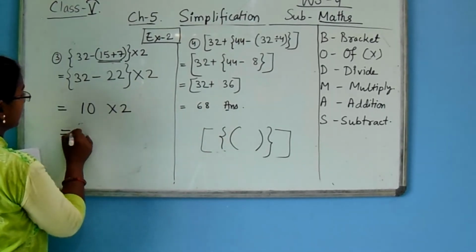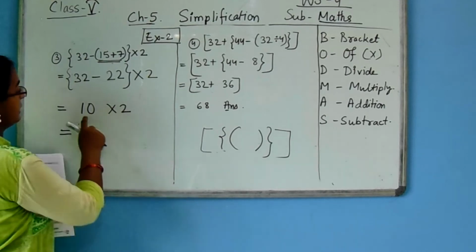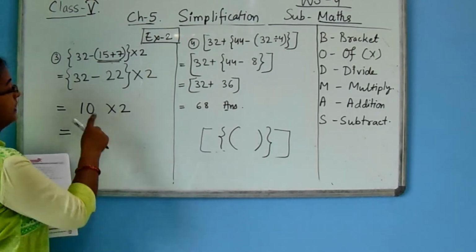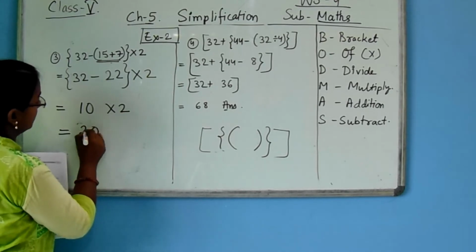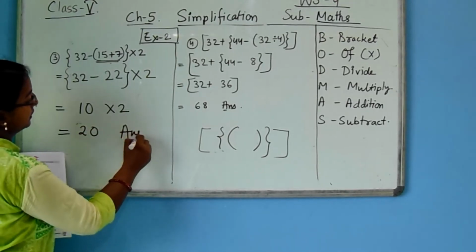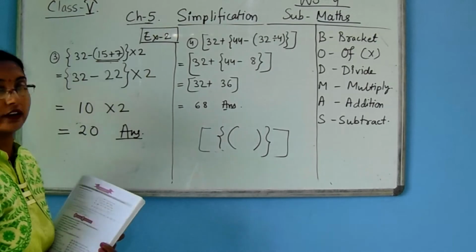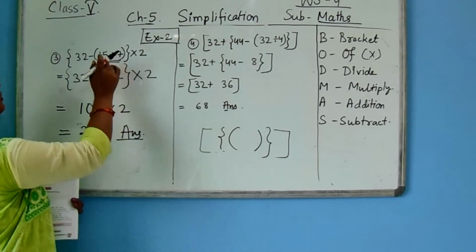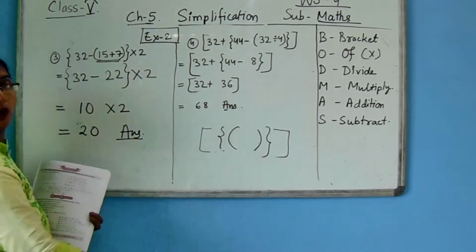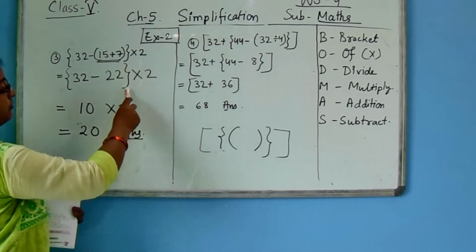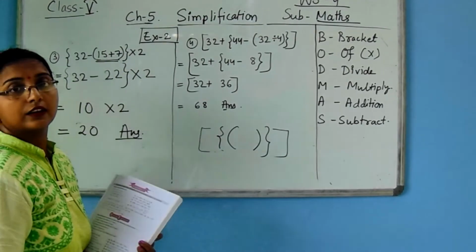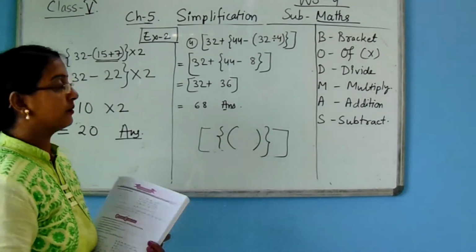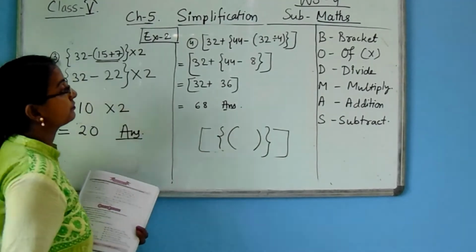In the final step, it is given here multiplied: 10 multiplied by 2. The answer will be 20. First of all, we do the sum in the small bracket. Next, the middle bracket. And last, the sum is giving our answer.